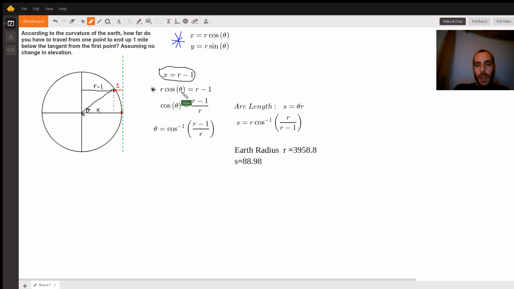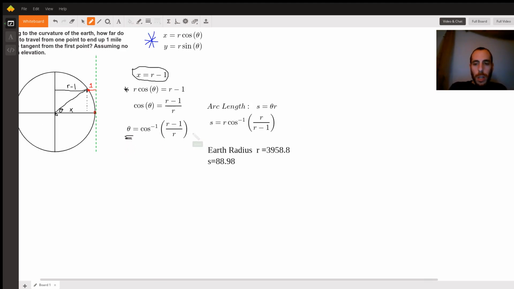So to solve for theta in this r cos theta equals r minus 1, we divide by r on both sides, leaving us with cosine theta equals r minus 1 over r. And then we take the inverse cosine, or arc cosine. We get theta equals the inverse cosine of r minus 1 over r. So now we have solved for theta.